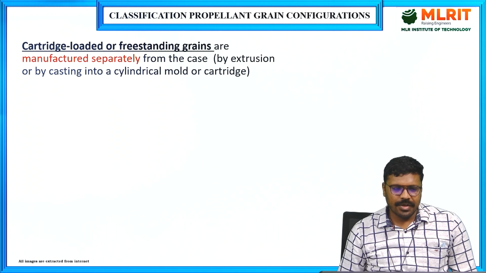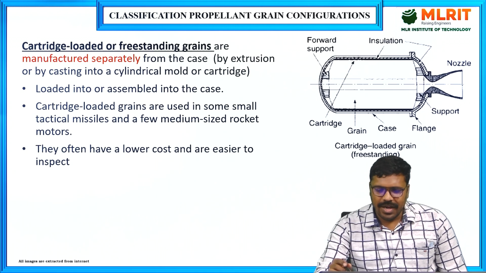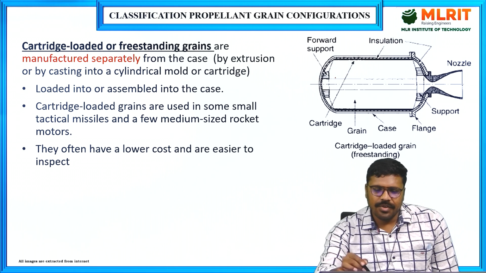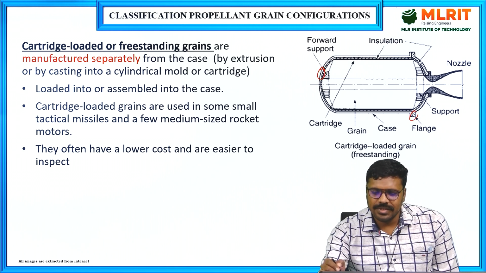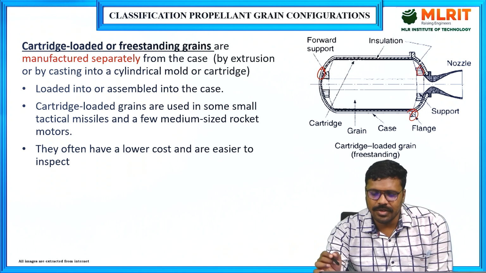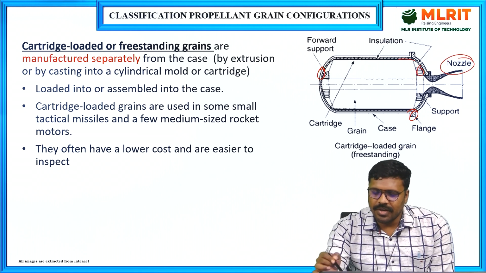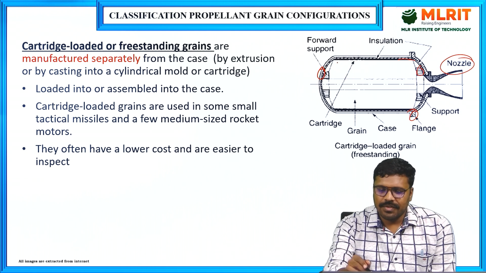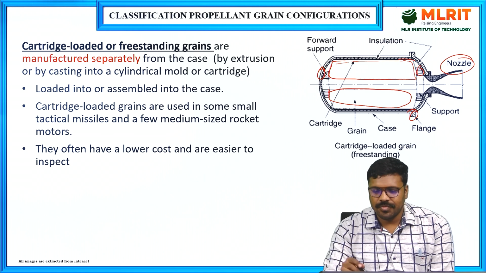Coming to the difference, here you can see the cartridge loaded grain. Here you have one forward support and one flange. This is the flange and rear support, and in between you have insulation. You can see the nozzle, and this is your cartridge. This is your grain.